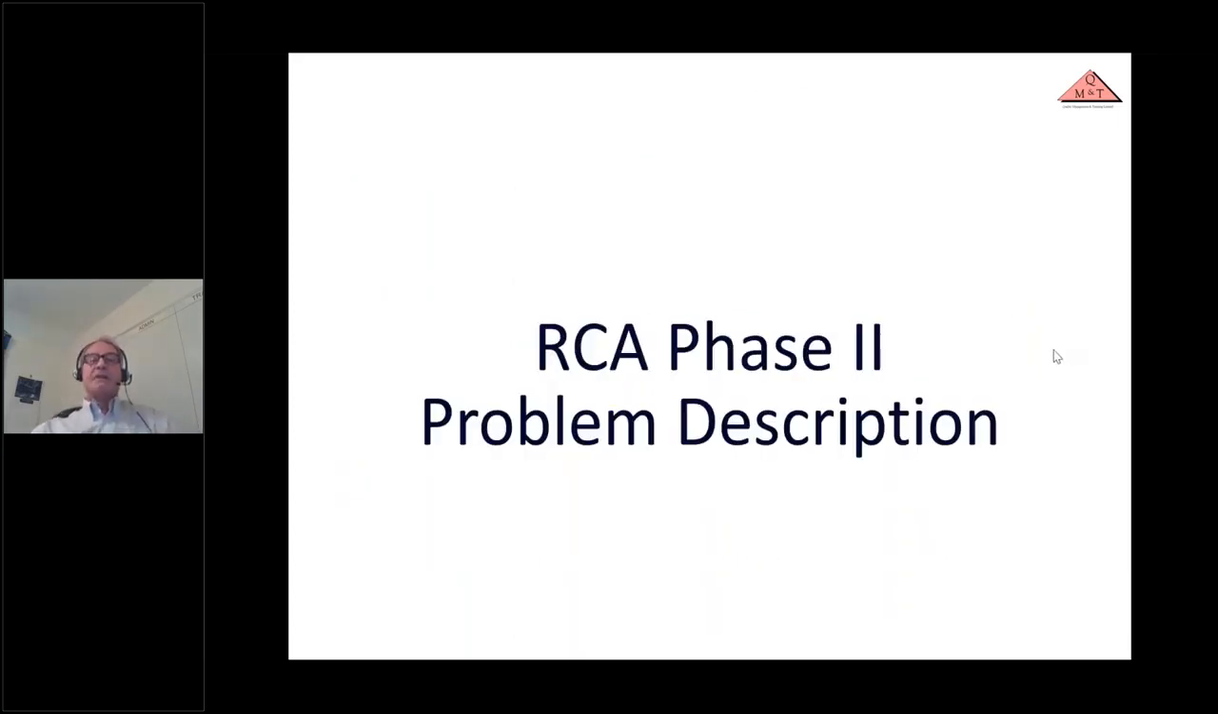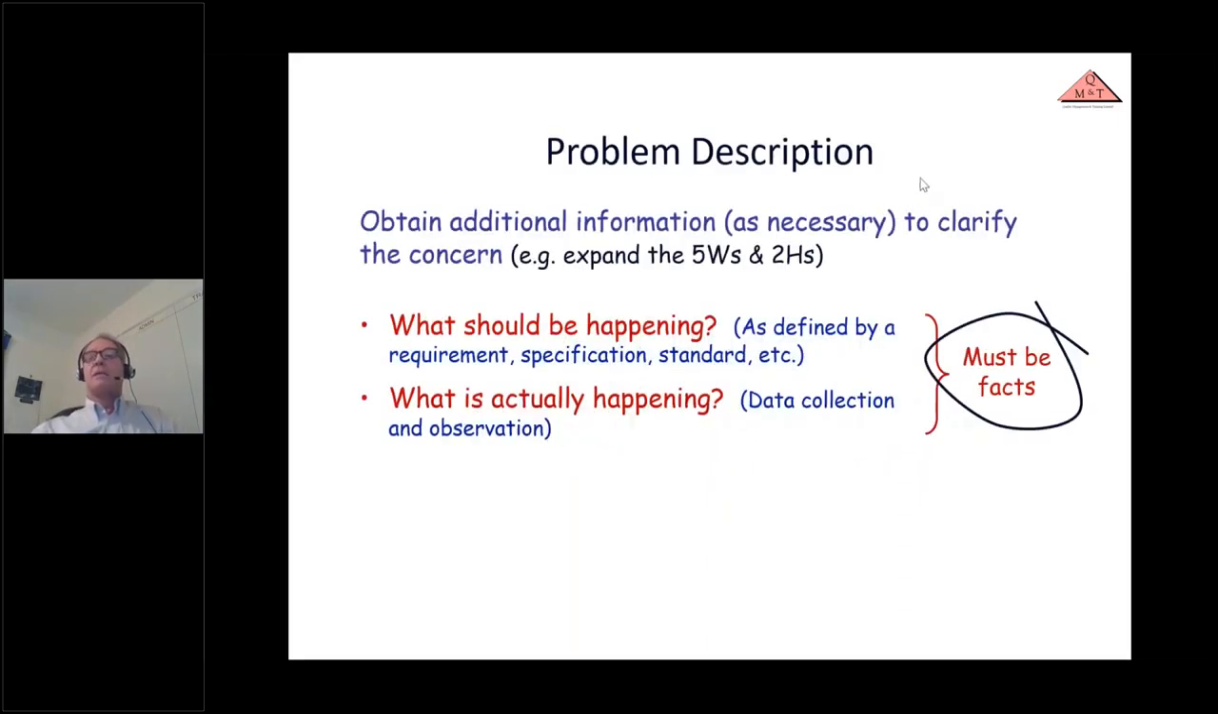Let's have a look now at phase 2, problem description. This is where the problem is clarified in more detail by obtaining additional information as necessary. For example, the 5 W's and 2 H's may be expanded. The team will consider what should be happening as defined by a formal requirement, specification, standard, etc., and what is actually happening according to our data collection and observation. And these must be facts, and any difference between these two is going to be very relevant to the problem-solving activity.